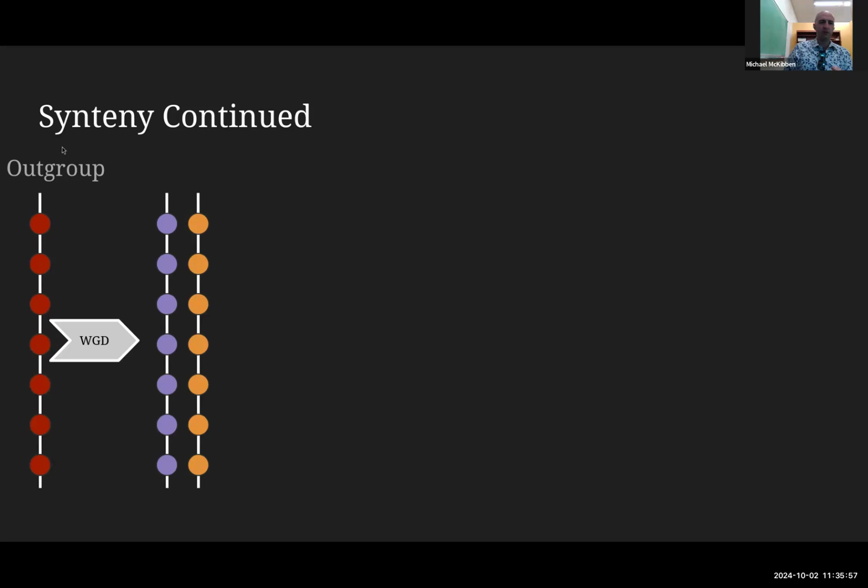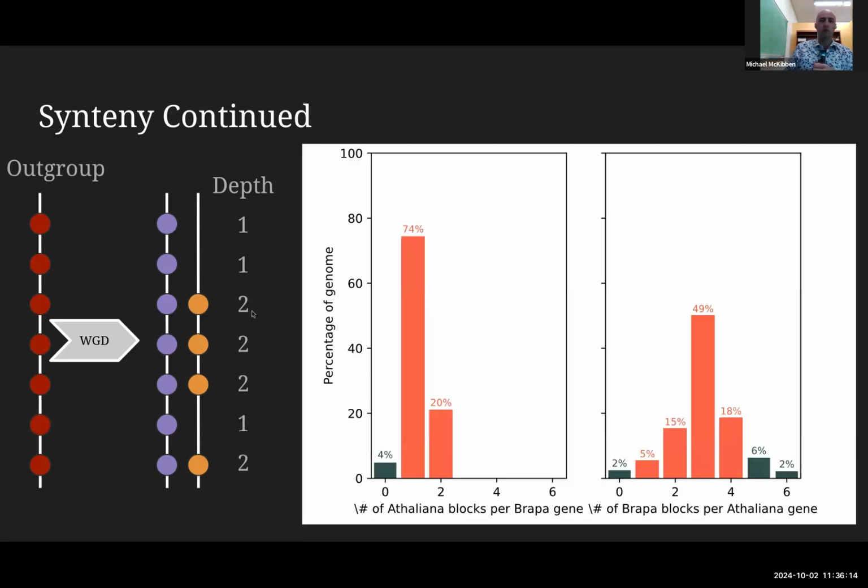So if I have a diploid outgroup and my species of interest that's a polyploid, even after fractionation, I can count how many collinear loci to the outgroup match to a gene in the ingroup. And so, for example, we have 1, 1. Here, both genes are retained, so that's 2. And we can plot these depths as a histogram. I have an example here in Arabidopsis and Brassica rapa.